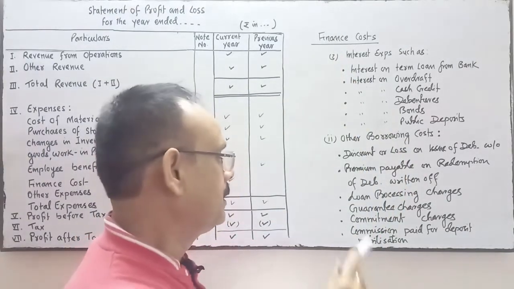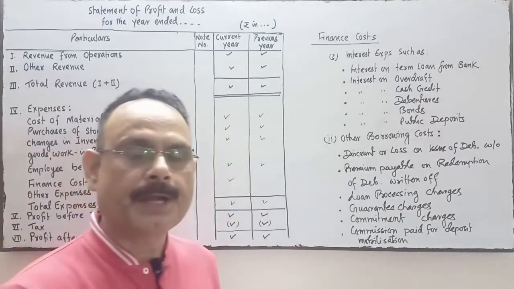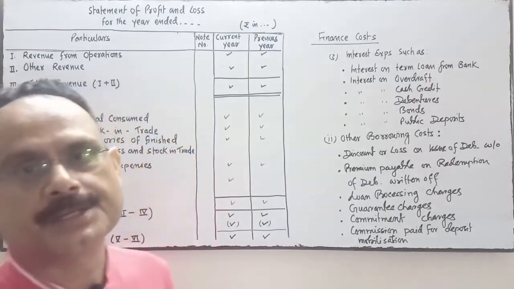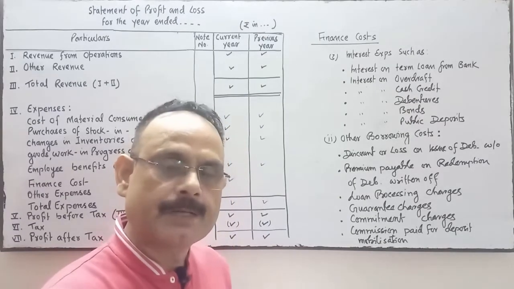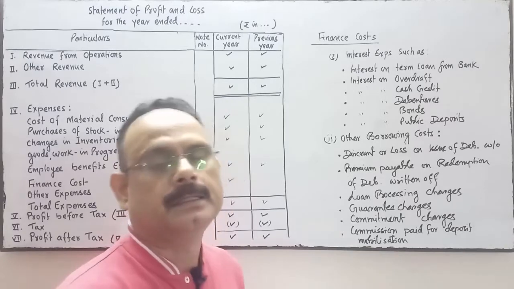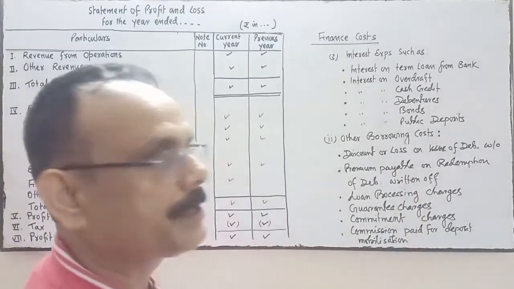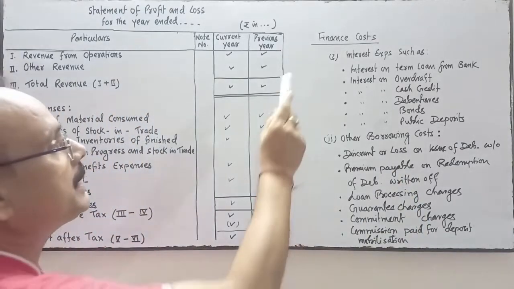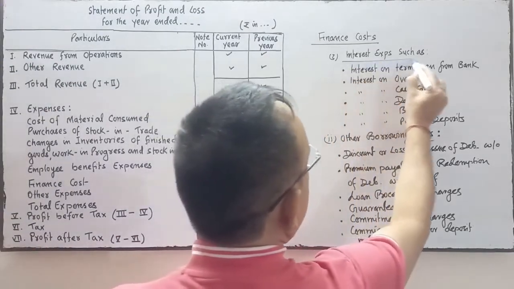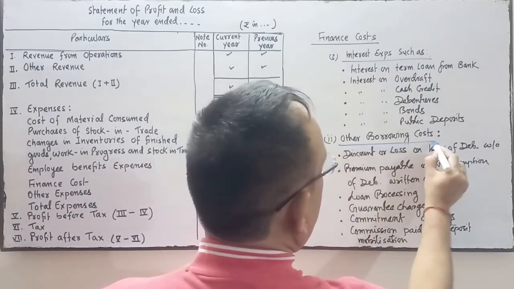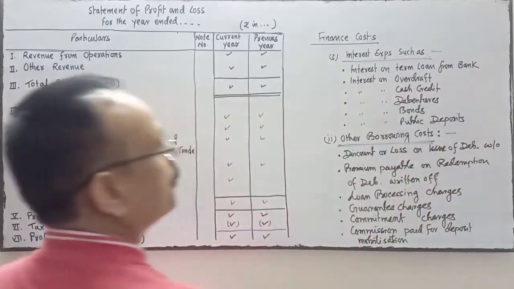Commitment charges. Then commission paid for deposit mobilization, to mobilize the deposit by the public. When we mobilize it and we pay the commission to the broker, that also comes under the finance cost. So under the finance cost, these two things come: interest expenses and other borrowing cost.